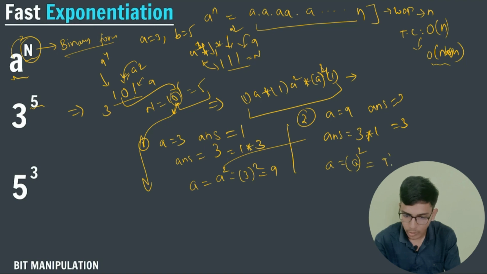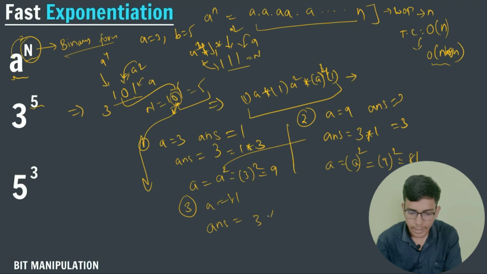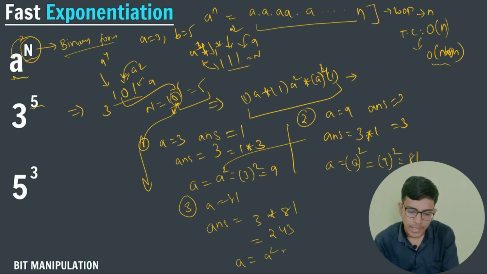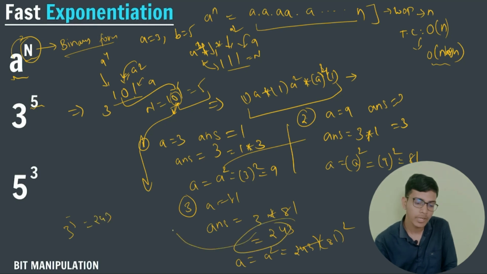So it will become 81. After it, finally, in the third iteration, a is equal to 81 and the bit is 1. So answer will become, answer is equal to 3 into this a value, that is 81. This will give me 243, and a will get changed to a squared, that is 81 squared, right? And the answer for 3 to the power of 5 is 243, and we got our answer and we will print it to the user.